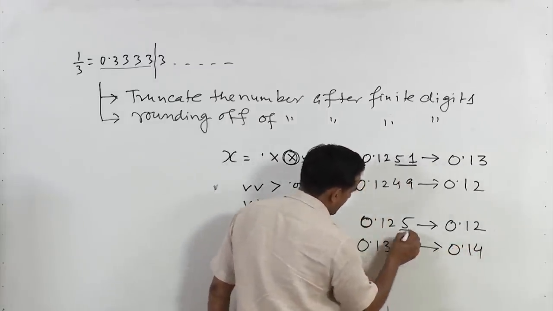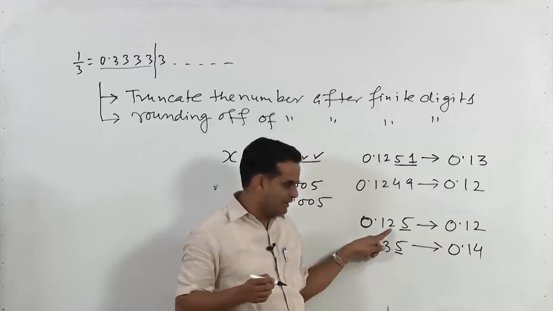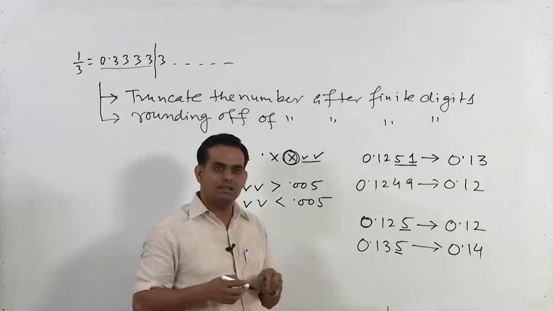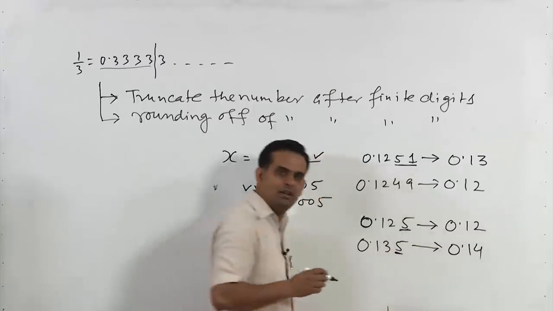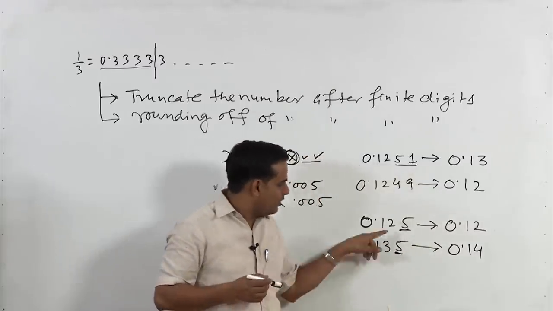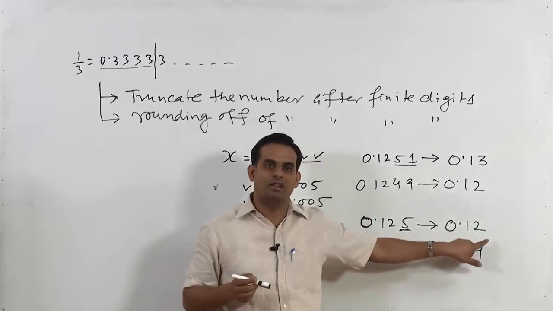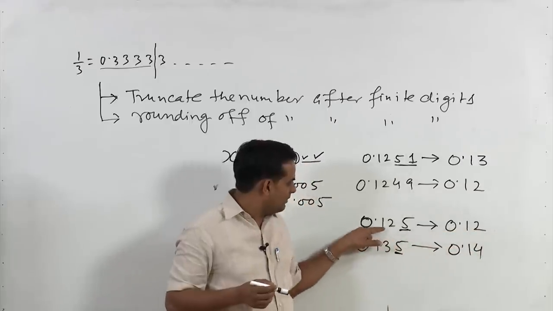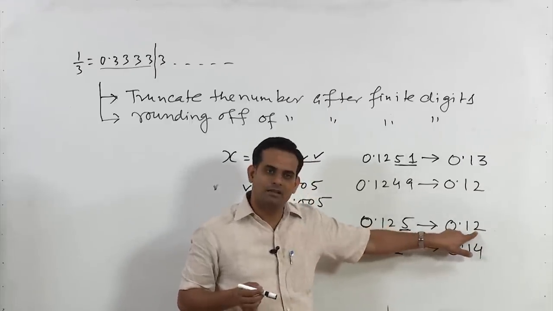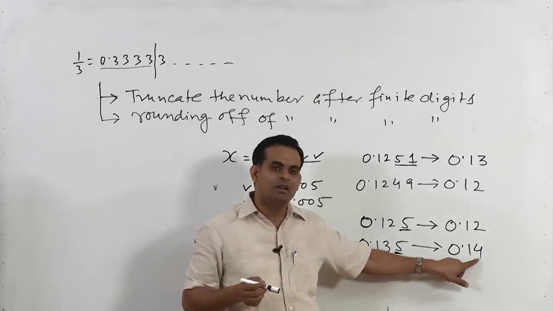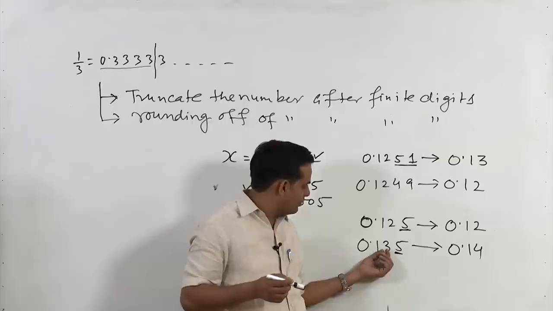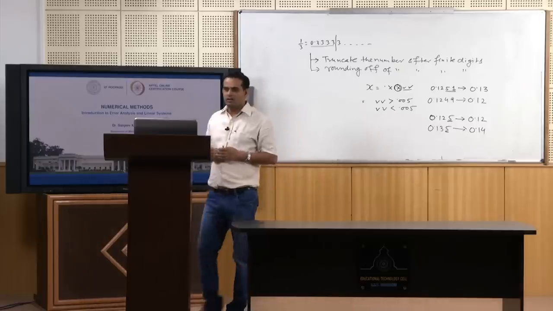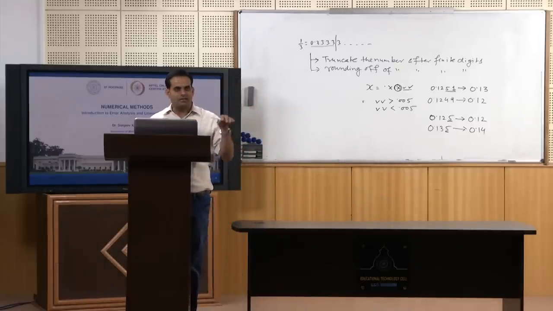Why am I doing this? This number is same, but here I am not increasing this digit by 1, but here I am increasing this, because in the case that in the last you are having exactly half, we will round off the number in such a way that the last digit should be an even digit. For example, here 0.125, so 2 is even. Here 0.135, here 4 is even. So I want to make this even, and for making this even, I want to increase it by 1. So this procedure is called rounding up a number up to given significant digits.